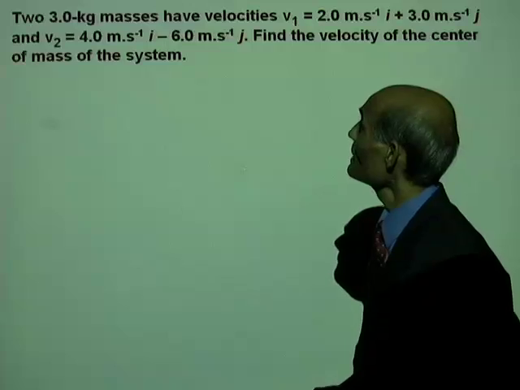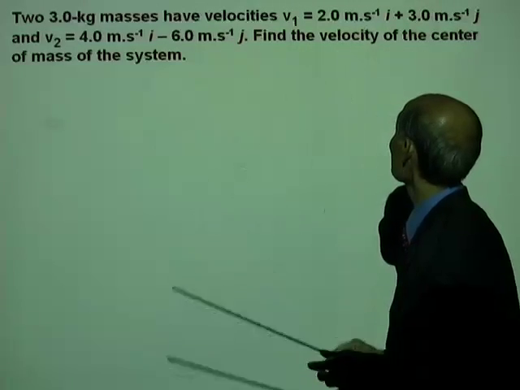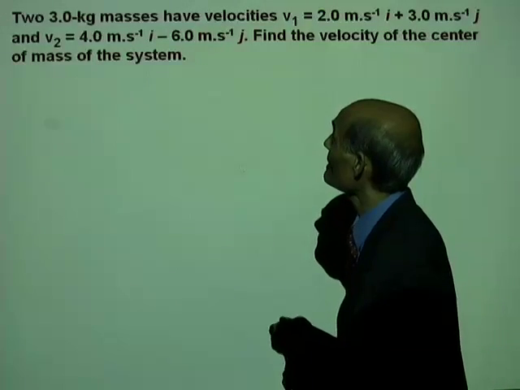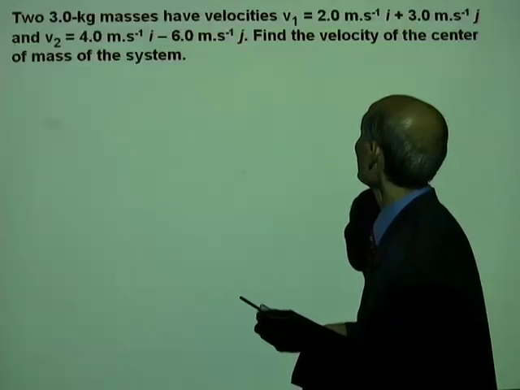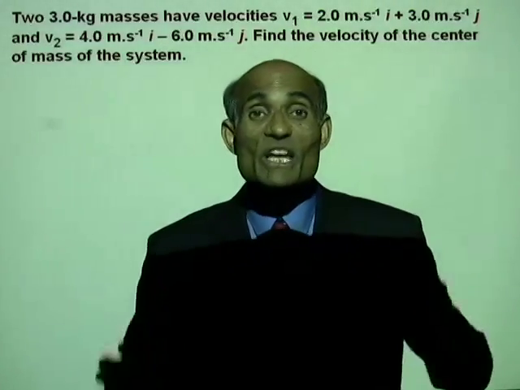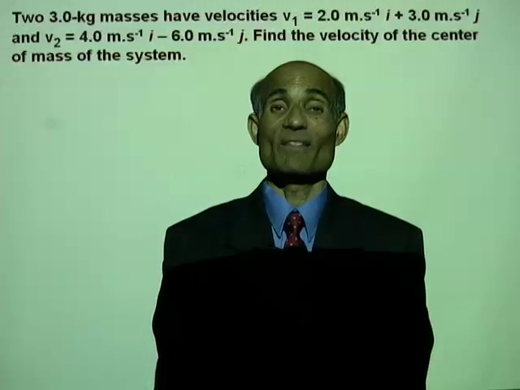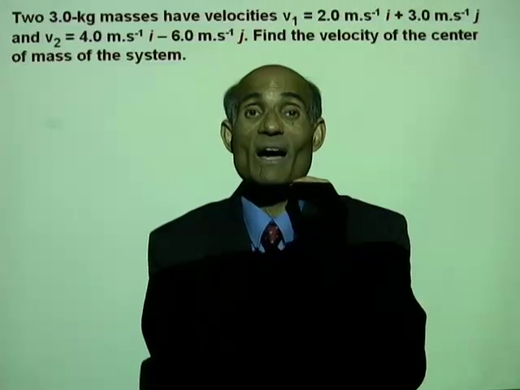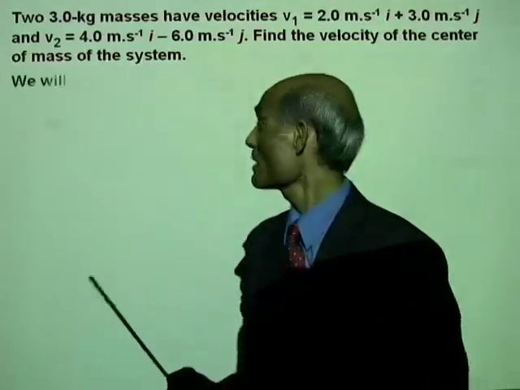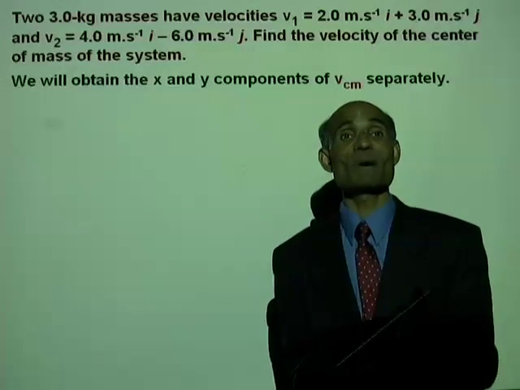Alright, let's do another problem. Two 3 kilogram masses have velocities v1 equal to 2 meters per second i plus 3 meters per second j, and v2 equal to 4 meters per second i minus 6 meters per second j. Find the velocity of the center of mass of the system. Well, in this case, each object has velocities in the x and y direction. It's a two-dimensional motion. That means the center of mass velocity will also have an x component and a y component. We calculate them separately. Alright, how do we do that? We will obtain the x and y components of the velocity of the center of mass separately.